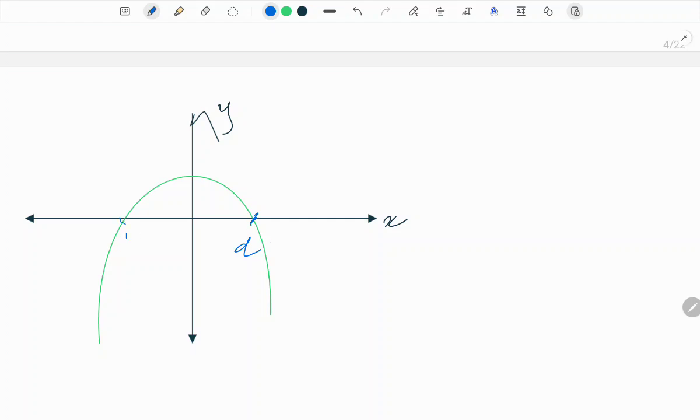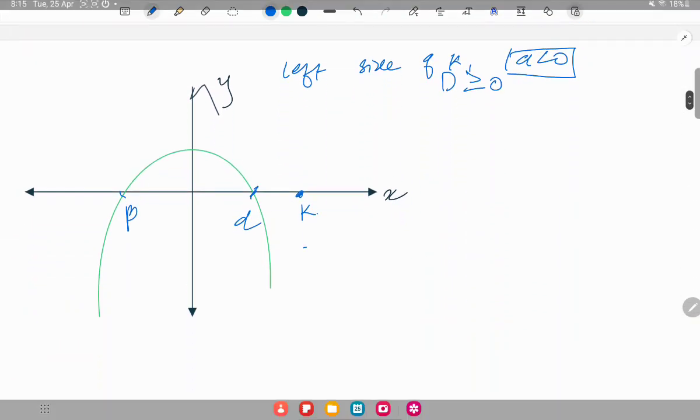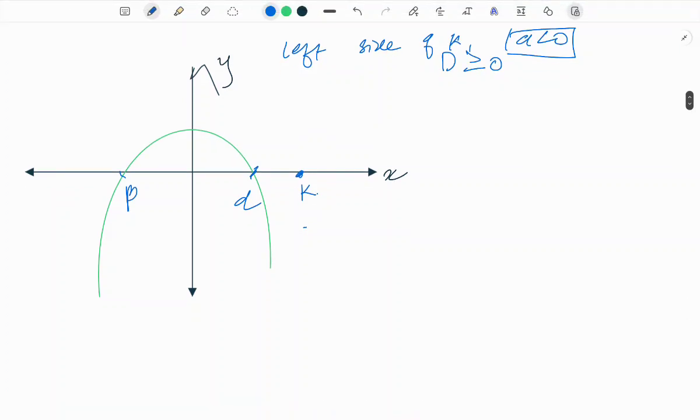So now let this be alpha, let this be beta, and let this be a constant k. And now the roots are on the left side of k. So what we first write is D is greater than or equal to 0, as we don't know if they have mentioned or not, left side of k. And a is less than 0. Here we saw a is greater than 0. So if a is less than 0, then D is greater than or equal to 0. This is the first case, as it is obvious.